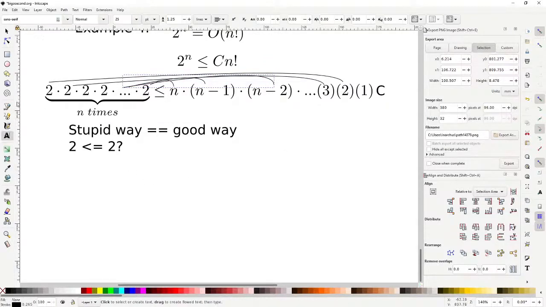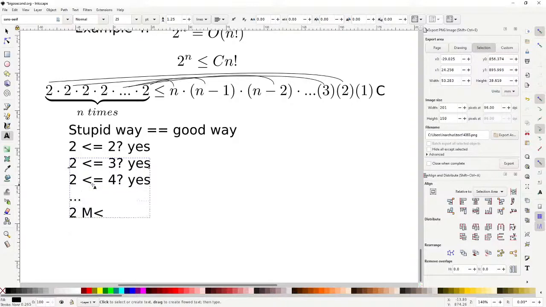So here's the way to really think about it. Is 2 less than or equal to 2? Yes. Is 2 less than or equal to 3? Yes. Is 2 less than or equal to 4? Yes. Is 2 less than or equal to, say, n minus 2 or n minus 3? Yes. Is 2 less than or equal to n minus 1? Yes. Well, as long as n is sufficiently big.